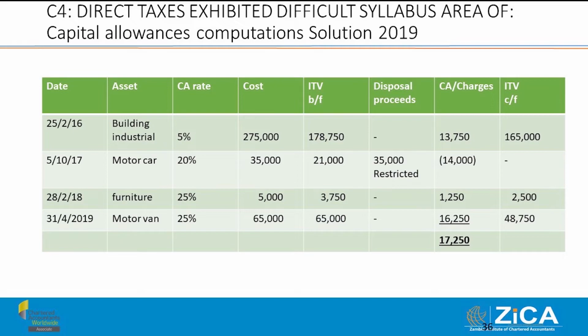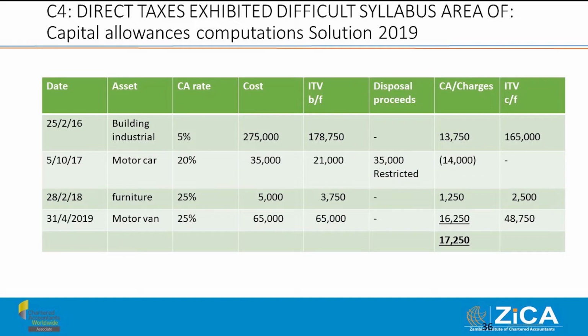Now, when you look at the furniture there, it was bought in 2018. Because it is furniture, we know from the tax tables, which will be provided to you, that it will be 25% that you can claim on that. And it will be on cost, and the cost is 5,000. So you calculate 25% of 5,000, which is 1,250. You are able to claim that because you still have 3,750. So when you claim your 1,250 this year, it means you still have another 2 installments to claim in 2 years to come.